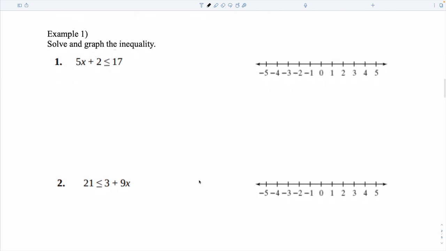Example 1. It tells you to solve and graph the inequality. There are 2 steps to this problem. First step, let's solve it. Well, there's 2 things going on: an x on the left side and a number on the right. Let's draw a line down the inequality. Just like the house with equations, I'm looking at the 5 and the 2. What number do I move first? Which number is farthest away from the x?